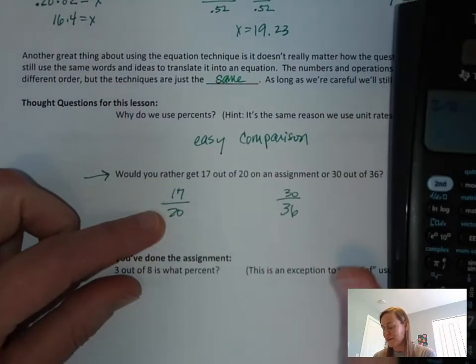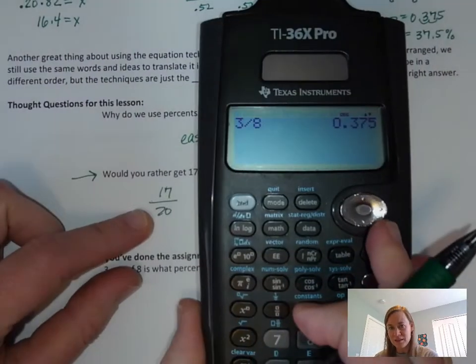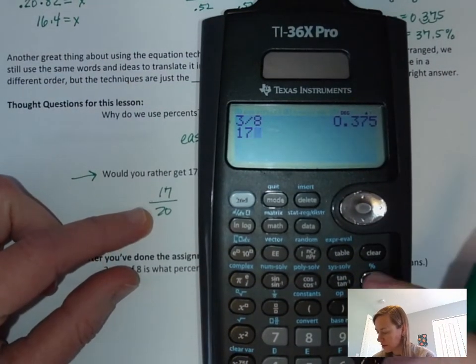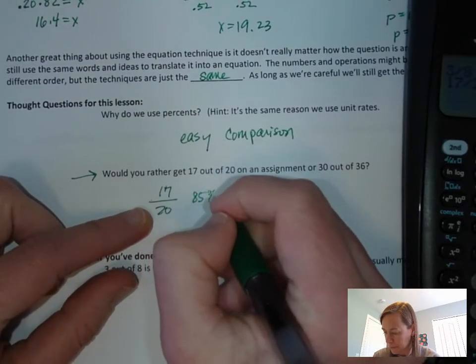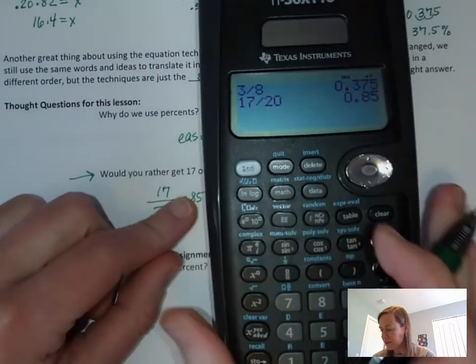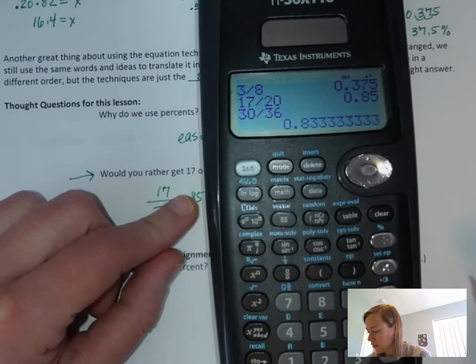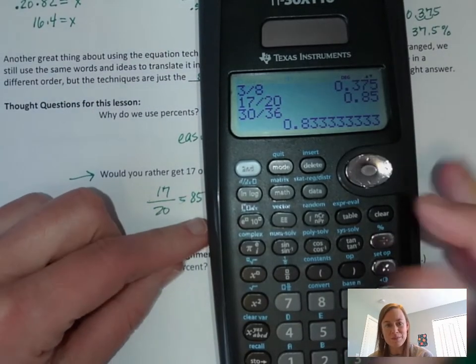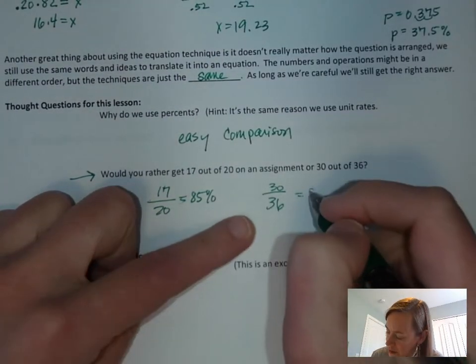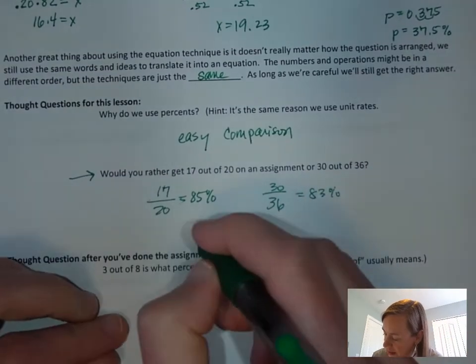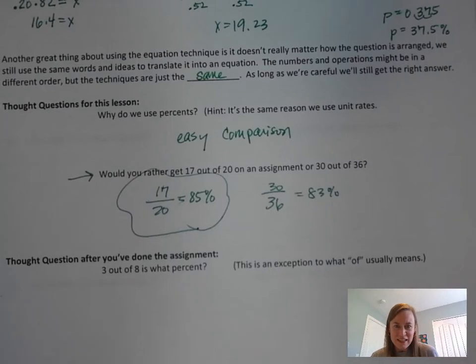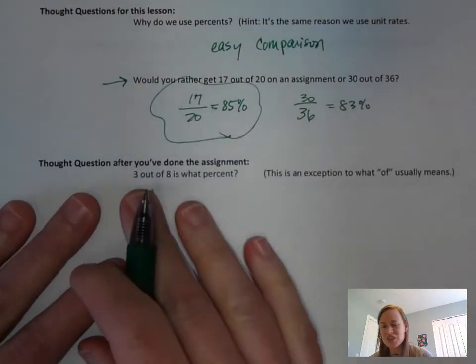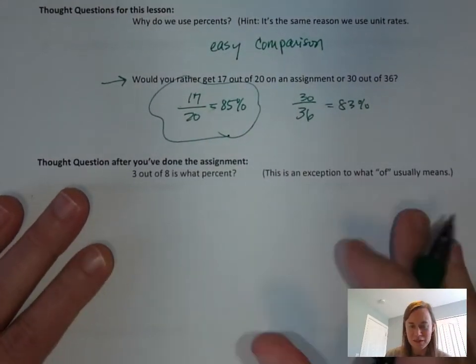All right, so for example, 17 out of 20 would be a score of 85%, whereas 30 out of 36 would be a score of 83%. So it looks like this would be the better score. So that's why we do it. Now just a little thought question. You can come back to it after you've done the assignment if you want.